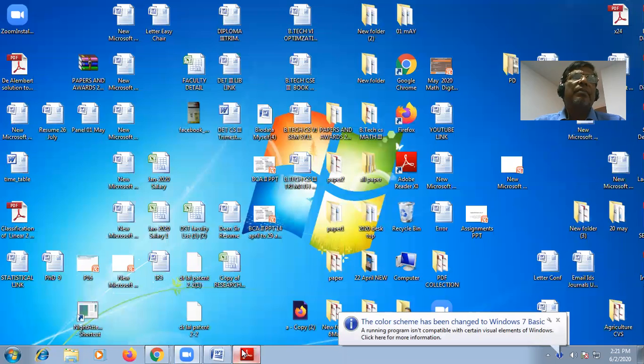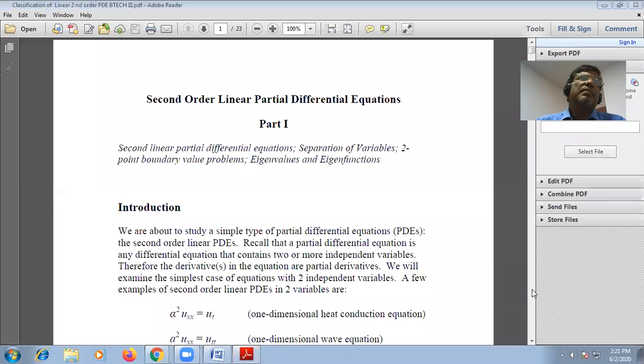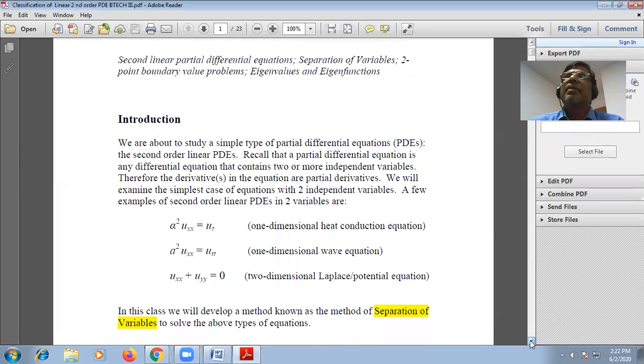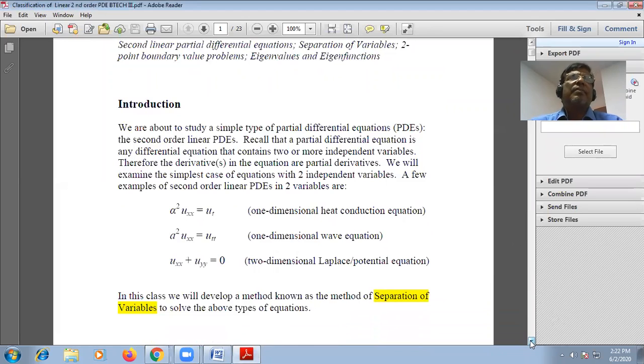I am sharing the screen. Let us see linear second order partial differential equations. We will examine here the simplest case of equations with two independent variables.